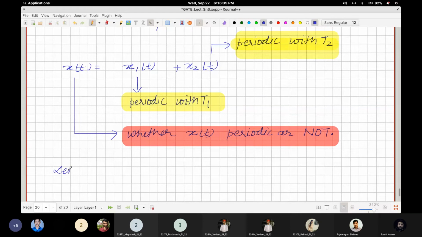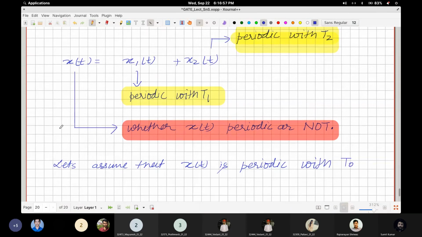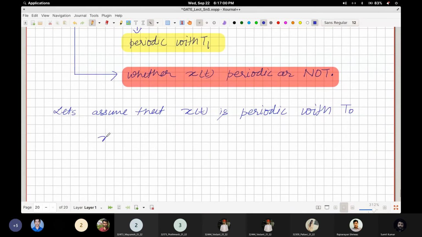Let's assume that x(t) is periodic with, let's say, T naught. Is that clear? What does that mean? x(t plus T naught) must be equal to x(t). Isn't that the meaning? Yes, sir.